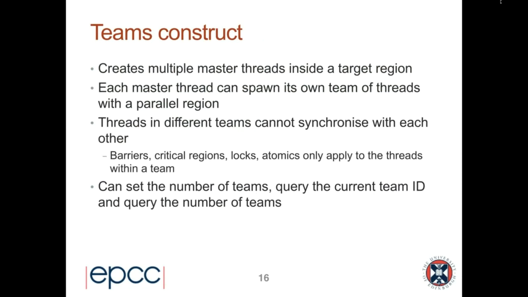So in order to be able to cope with GPU architectures, there is an additional construct inside OpenMP called the teams construct. What this does is essentially create multiple master threads executing inside a target region. And then each master thread can in turn spawn its own team of threads with a parallel region. The restriction here is that threads in different teams cannot synchronize with each other. So all your OpenMP synchronization constructs like barriers, critical regions, locks, atomics, etc., only apply to the threads within a team.